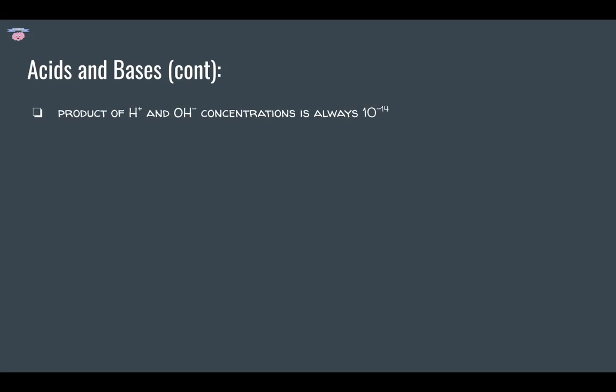Important concept: the product of the hydrogen ion and hydroxide ion concentrations is always 10 to the power of negative 14. So for example, if this was given to be 10 to the power of negative 9, then we would know this would be 10 to the power of negative 5. Given one, we can always find the other. A neutral solution has the concentrations the same, at 10 to the power of negative 7, and a neutral solution is basically water.